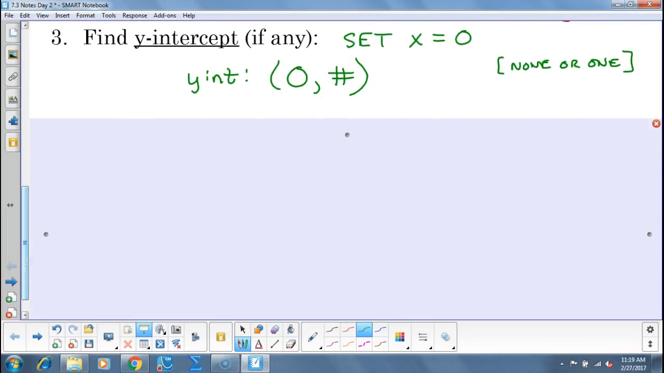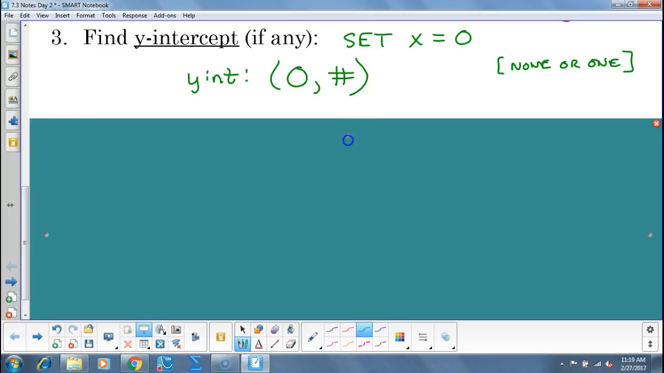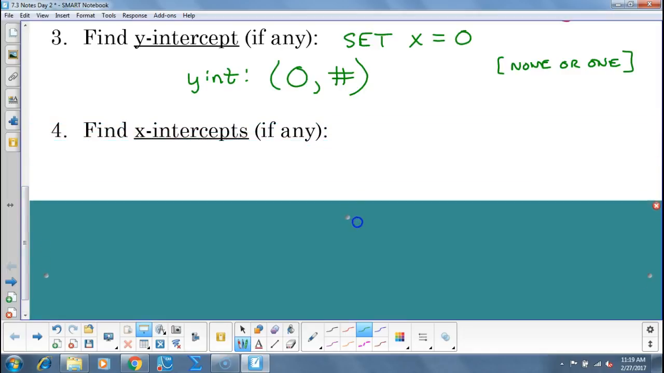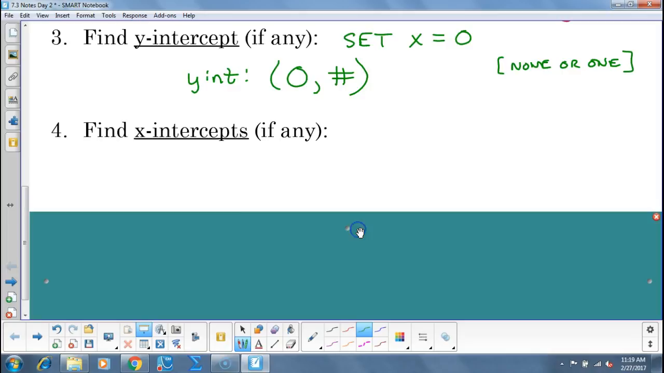Okay? Step number 4. Is this the color that you wanted before? Okay. Step number 4. Find the x-intercepts. Okay? If there are any. How do I find the x-intercepts?